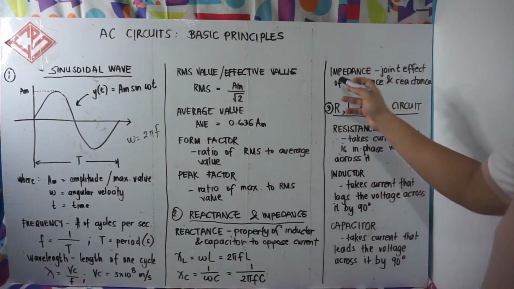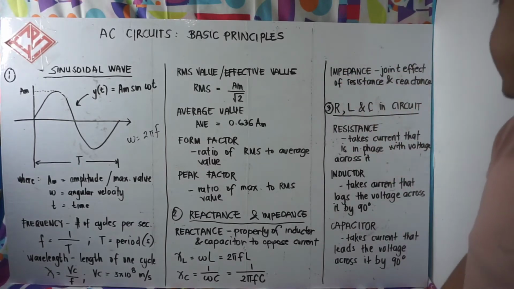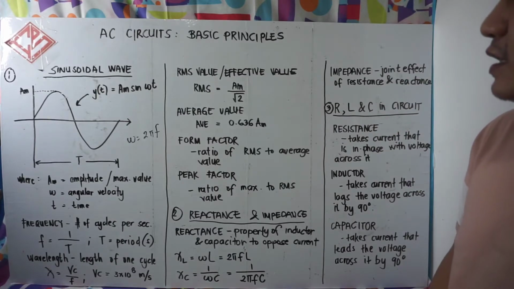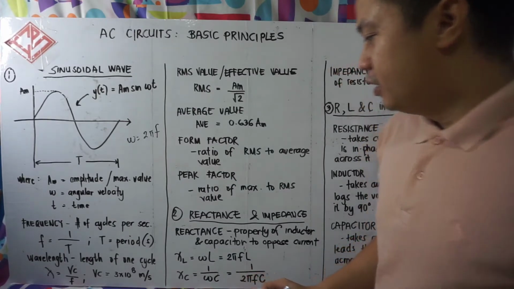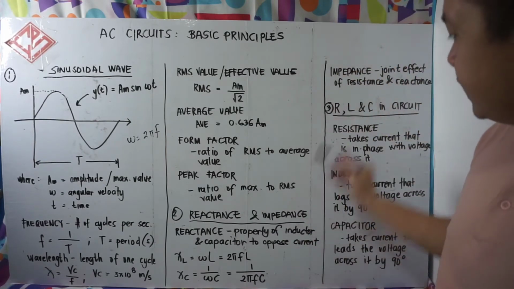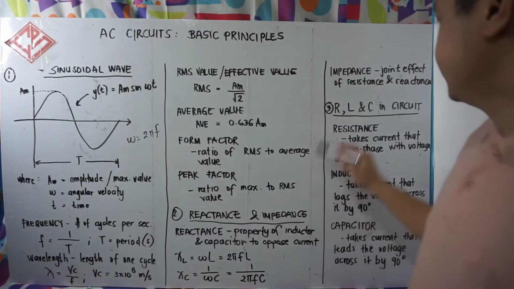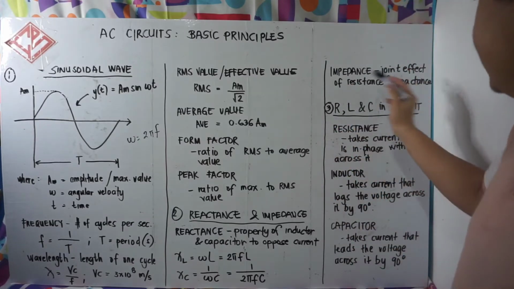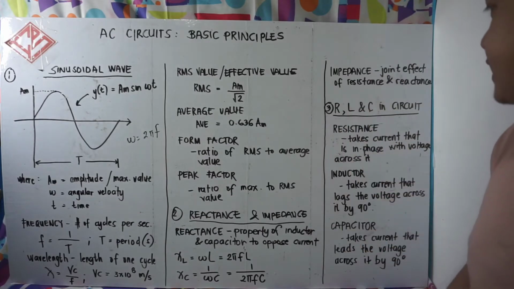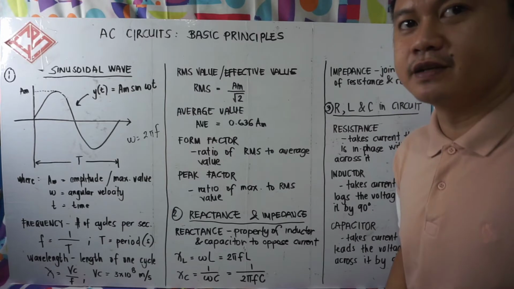So, what is impedance? The impedance is the joint effect of the resistance and the reactance. When we talk about the impedance, this is the sum of the effects of the resistance and reactance. Number 3, R, L, and C in the circuit. What is the behavior of these three elements in a given circuit?